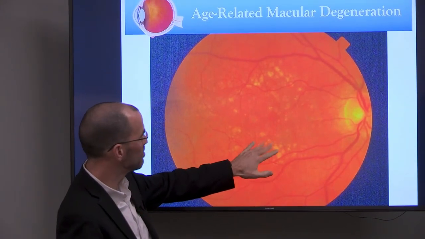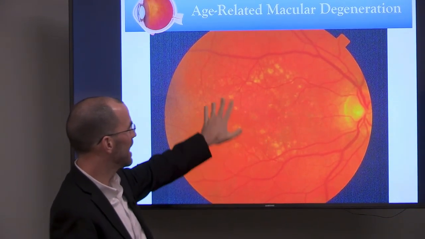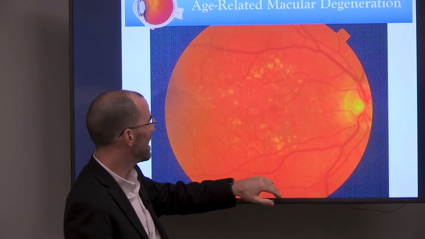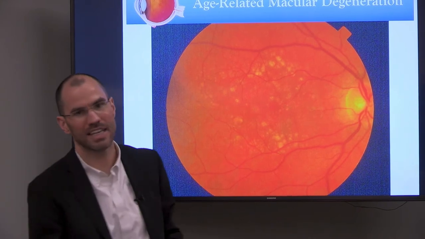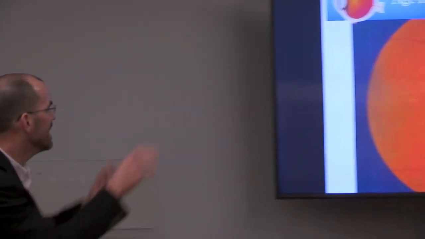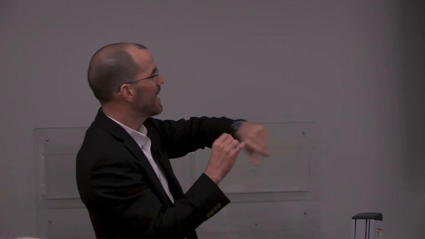You see a number of fuzzy, whitish-yellow spots here. These are deposits in the retina. These are called drusen, and that's a characteristic finding when we look in somebody's eye and we see a number of drusen clustered in the central retina. That is a feature of macular degeneration. Now, sometimes we'll see a few drusen just as a normal age-related finding. What are drusen? We think it's just metabolic waste, accumulated with time. It's kind of like the trash building up at the curb.